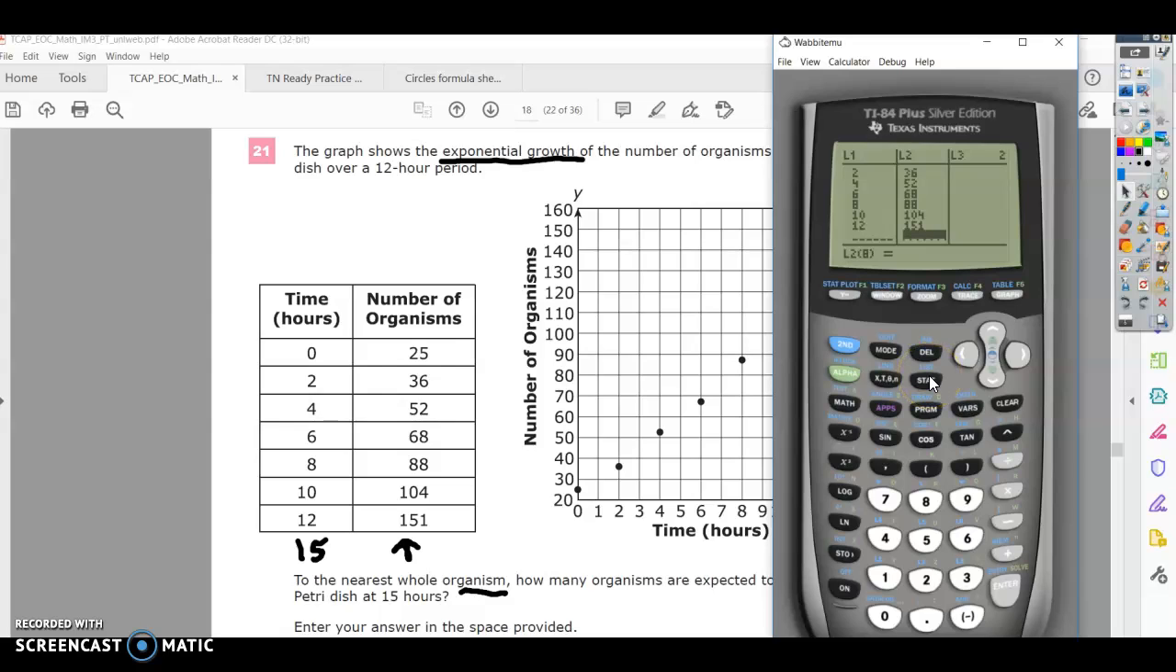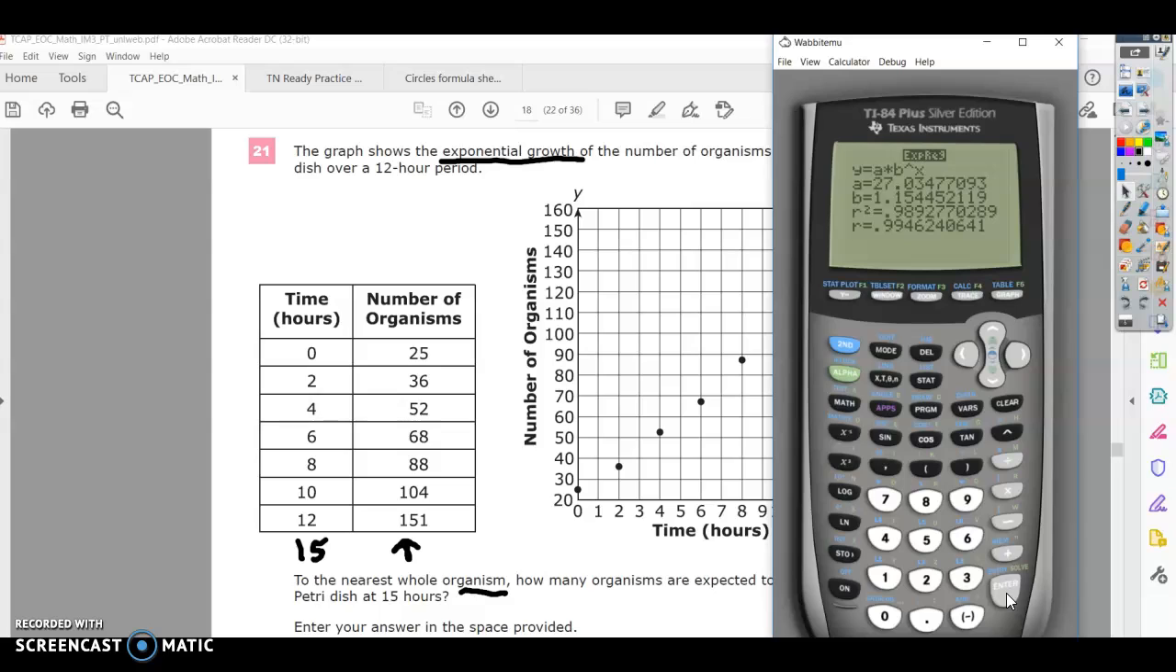So next we're going to go to Stat, and we're going to go to Calculate. We want to calculate an equation. We know it's exponential because it says exponential. So I'm going to come down here to where I find exponential regression, and I'm going to hit Enter. It's pulling from list 1 and 2. I'm going to scroll through that because that's what I want, and calculate an equation.